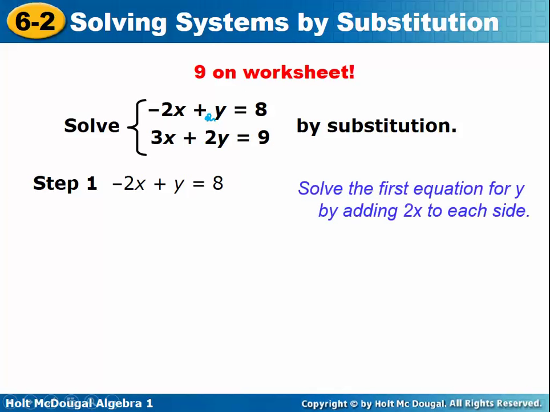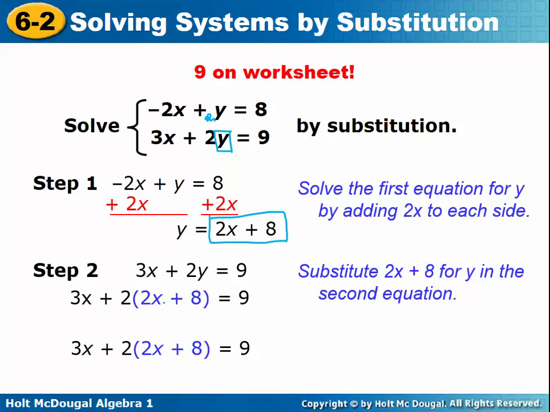All we'll need to do is add 2x to both sides, and we'll have y equals 2x plus 8. Now that we know what y is equal to, 2x plus 8, we can use the second equation. Write the second equation, except instead of y, you're going to put 2x plus 8.